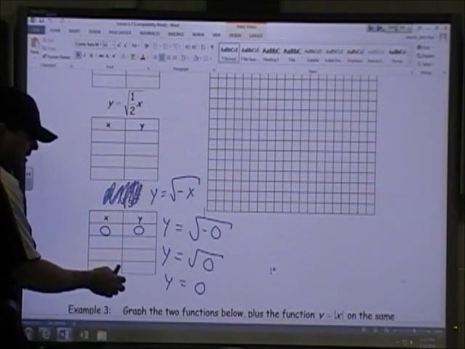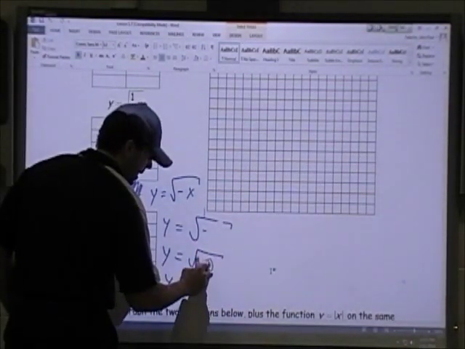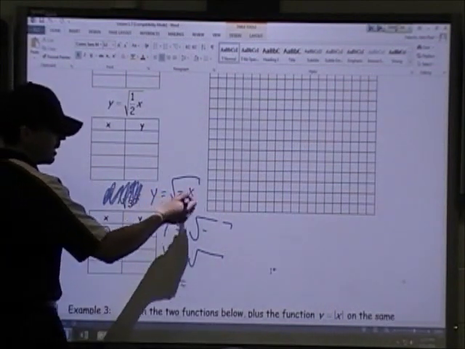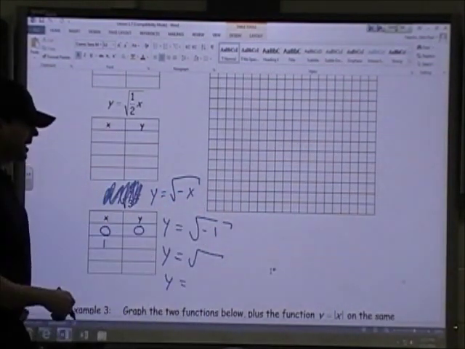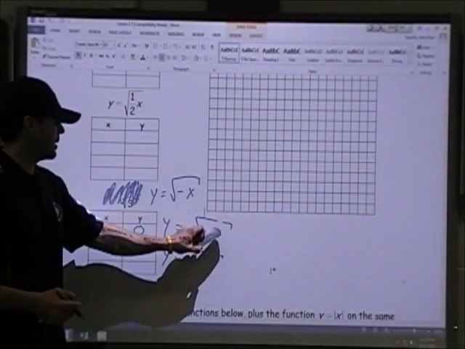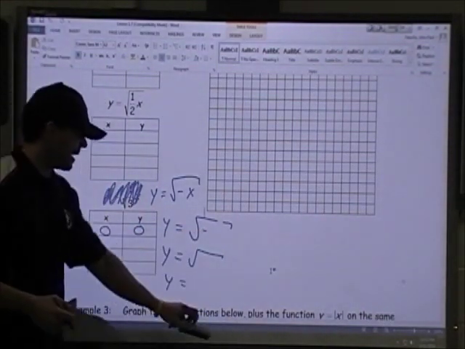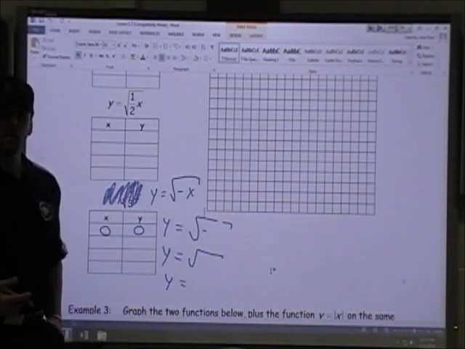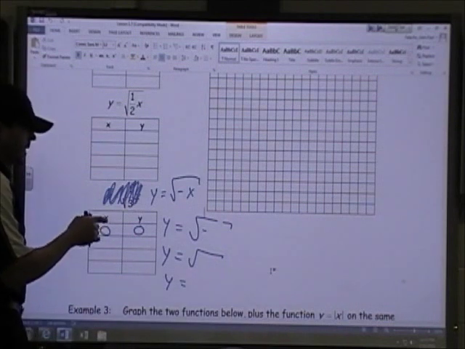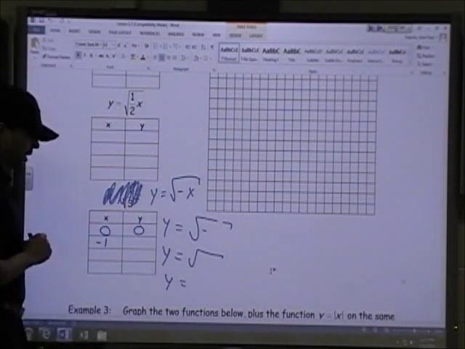And then if I go to actually plug in a 1 over here for x, I can't do that, because when I plug in a 1 for x, that will be the square root of negative 1, which I cannot take. And then I can't plug in a 4 for x either, because if I plugged in a 4 for x, that would be the square root of negative 4. So obviously there's a problem here, so then you start asking yourself, you know what? I have to plug in negative values for x.